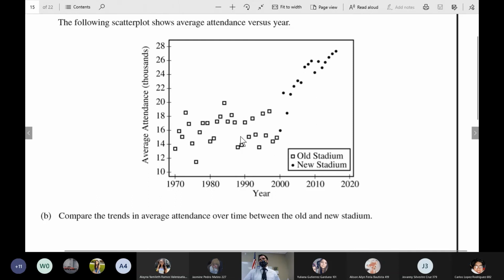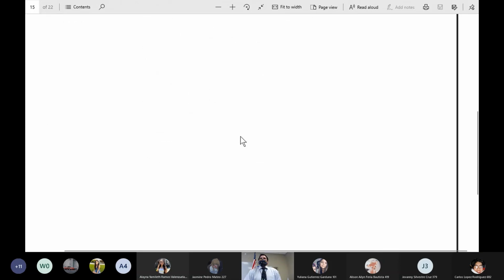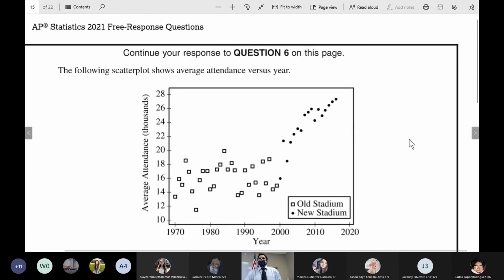And we can't really say much about location of these because it is going by year, and obviously when the old stadium stopped being used, the new stadium began being used, so there's not going to be any mixture of these points.